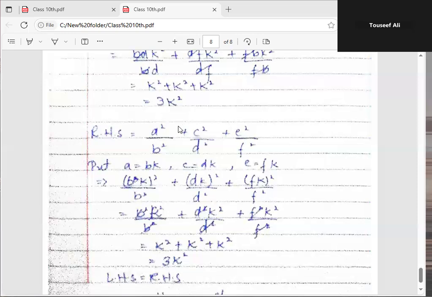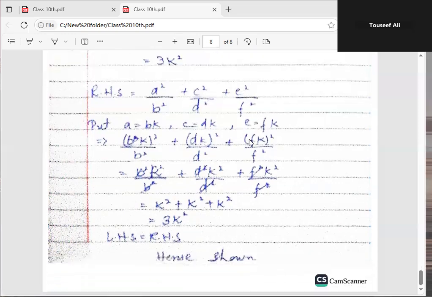Now consider the right hand side, which is a square divided by b square plus c square divided by d square plus e square divided by f square. In this right hand side we replace the values we have already found: A equals BK, C equals DK, and E equals FK. In place of a, I replace BK whole square divided by b square. We don't have a value of b, so b remains as it is. In place of c, I replace DK whole square divided by d square, plus in place of e, I replace FK whole square divided by f square.